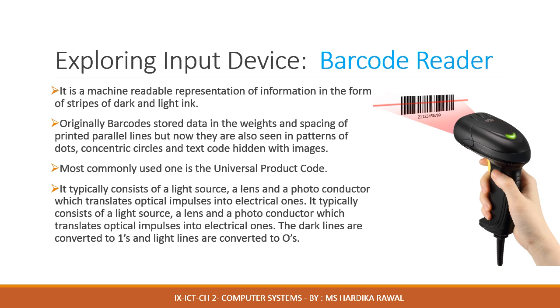A barcode reader typically consists of a light source, a lens, and a photoconductor which translates the optical impulses into electrical ones. The dark lines are converted to ones and the light ones are converted to zeros for binary conversion. Softwares like Barcode Pro and WASP are special softwares for scanning and printing barcodes.